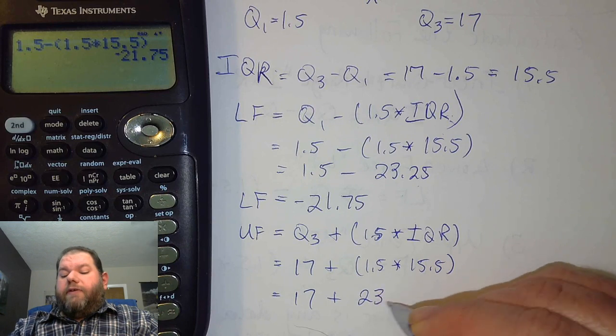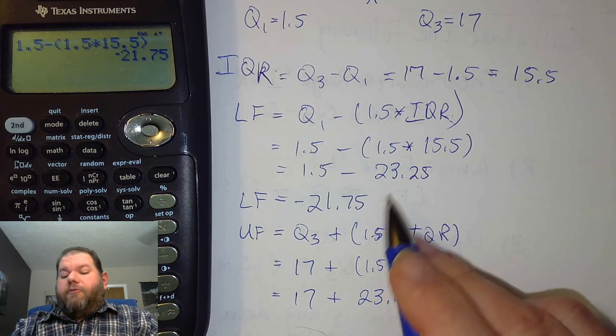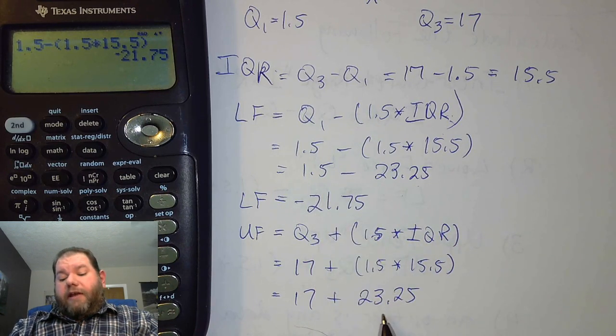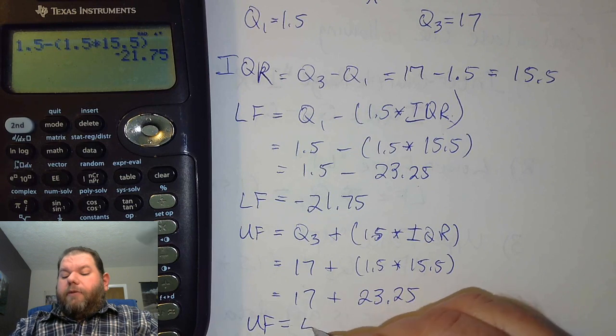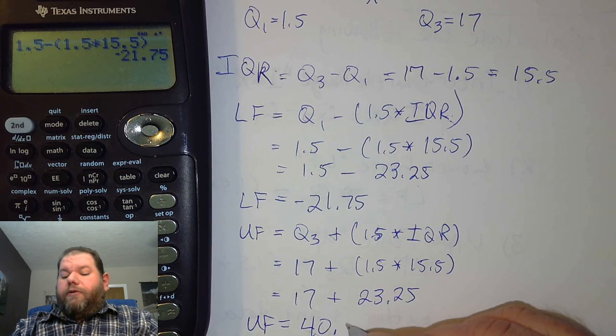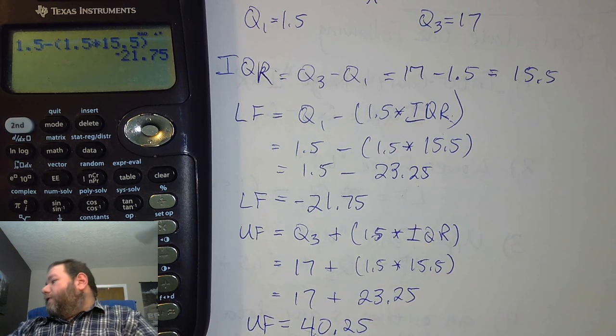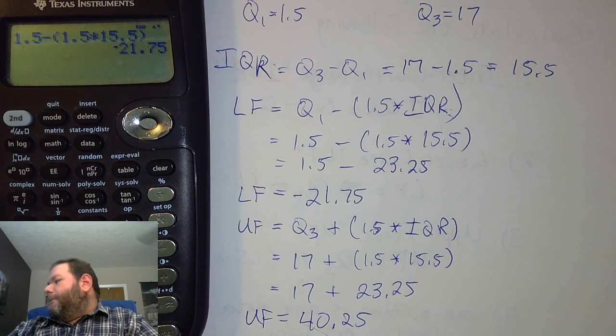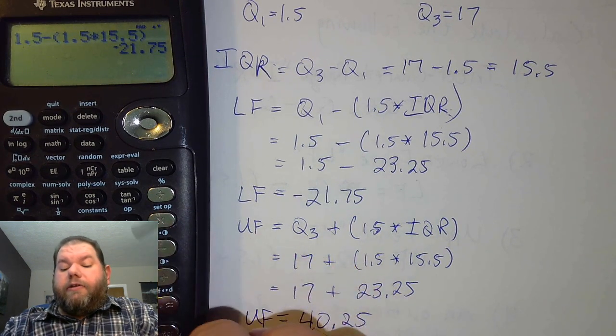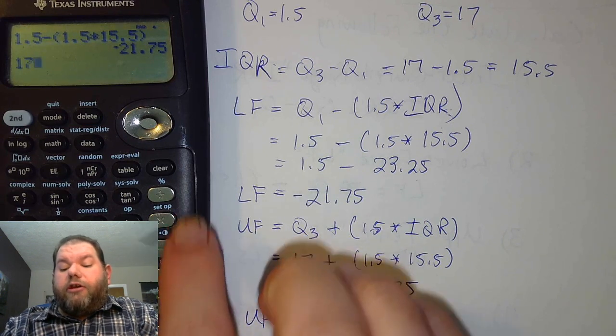The only difference is, instead of subtracting it from 1.5, we instead add it to 17. So this ends up being equal to 40.25 as our upper fence. And if we repeat that on the calculator, we should end up with the same result.